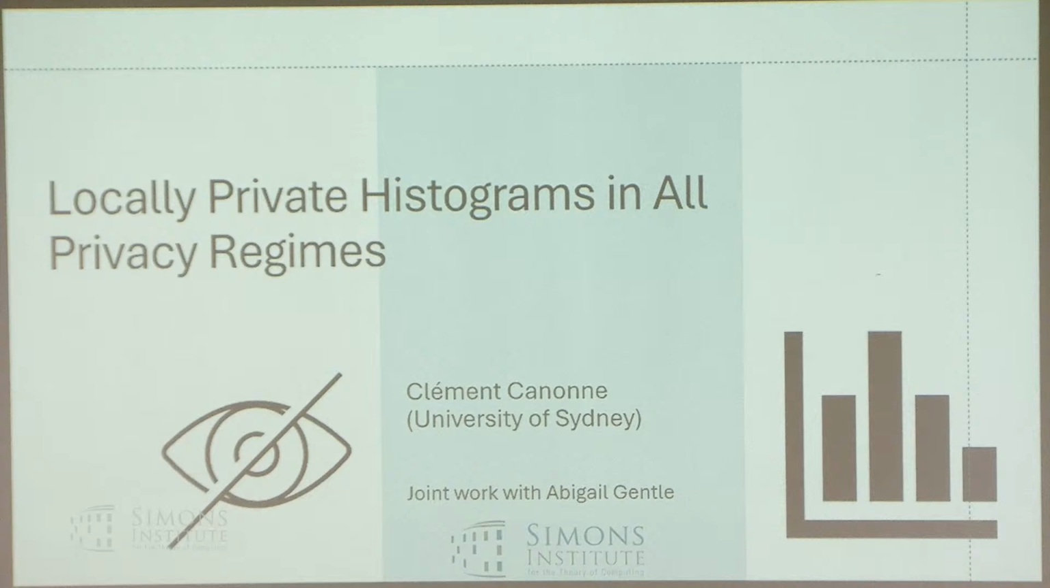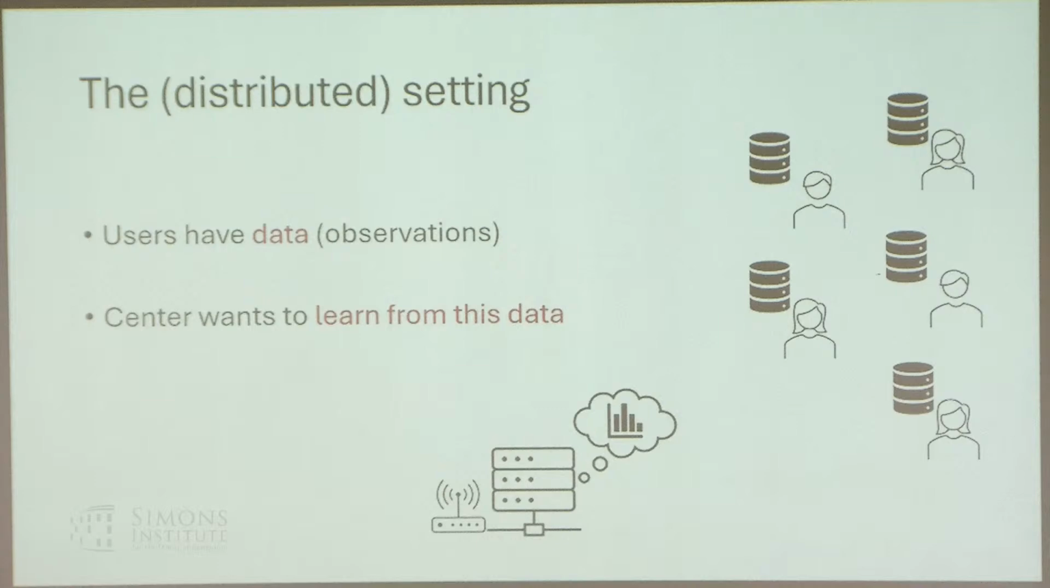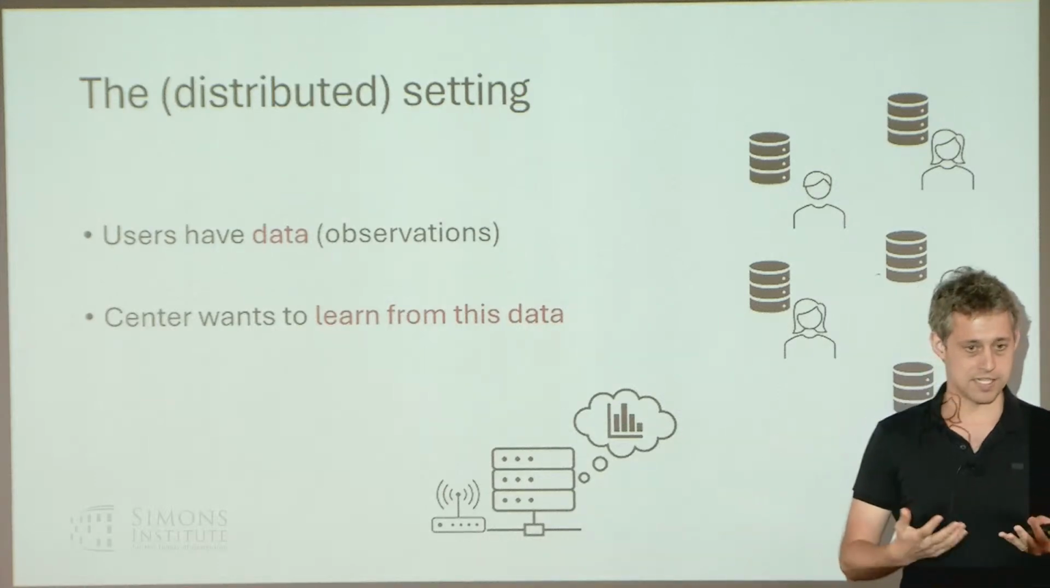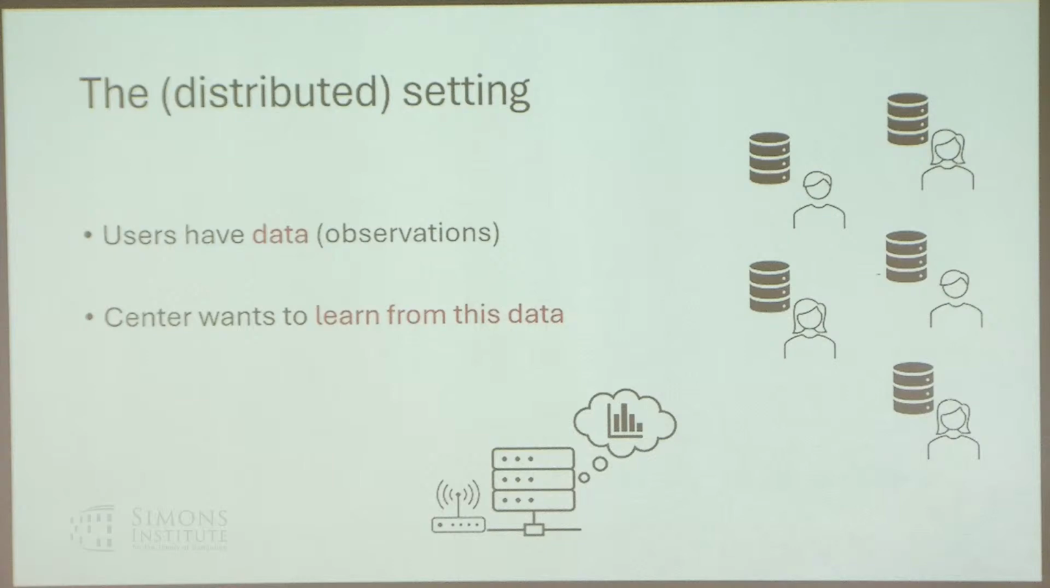So I'm going to talk about locally private histograms in all privacy regimes. I'm going to try to convince you that this title makes sense. That's the usual thing. So I'm going to start with what I mean by the distributed setting and the problem itself. So, OK, typical story, users have data. I'm going to think of that as observations. And there's a center somewhere that wants to collect that data and learn from it.